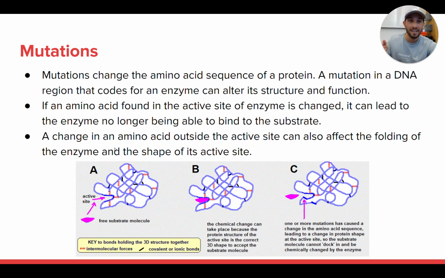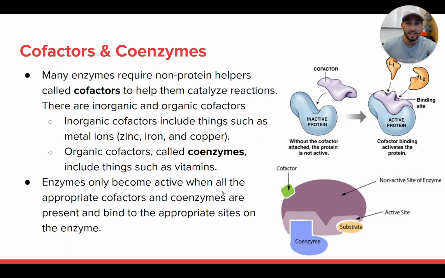Or it could be an amino acid not in the active site, but somewhere else in the enzyme, away from the active site. But even that could still affect the folding of the protein and the shape of that active site. So that is another thing that could affect the activity of an enzyme.